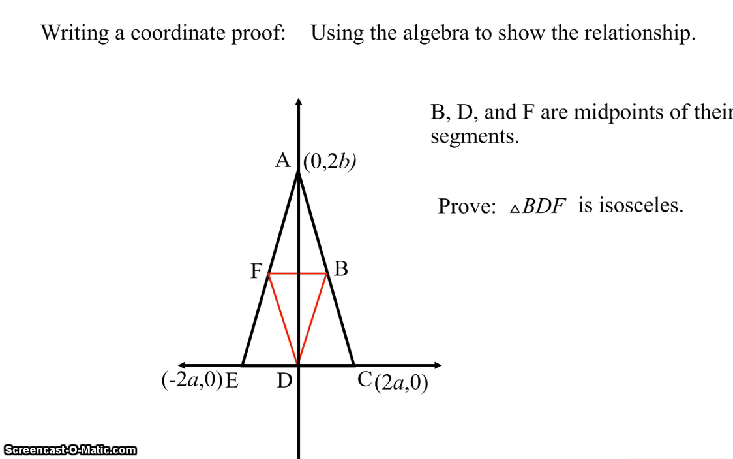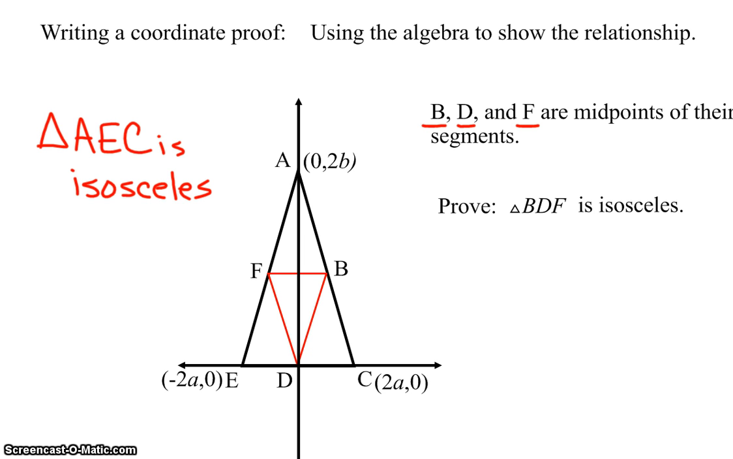To actually write a coordinate proof, you have to have a figure on the coordinate plane and you have to have some additional information. In this particular problem, we've been given an isosceles triangle, triangle AEC is isosceles. We've been given the figure on the coordinate plane, and we've also been told that B, D, and F are the midpoints of their segments. Our job is to prove that BDF is isosceles.